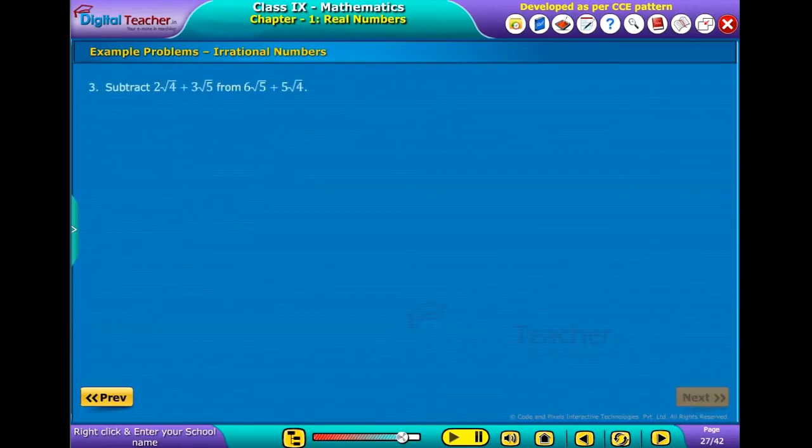Subtract 2 root 4 plus 3 root 5 from 6 root 5 plus 5 root 4. Solution. When we subtract 2 root 4 plus 3 root 5 from 6 root 5 plus 5 root 4, by further solving, we get 3 root 5 plus 3 root 4.